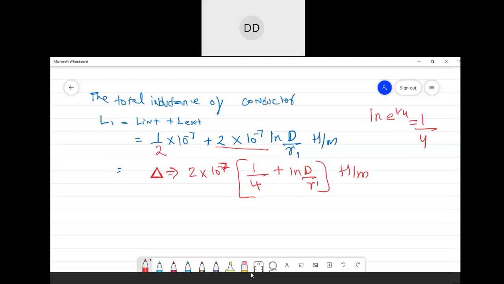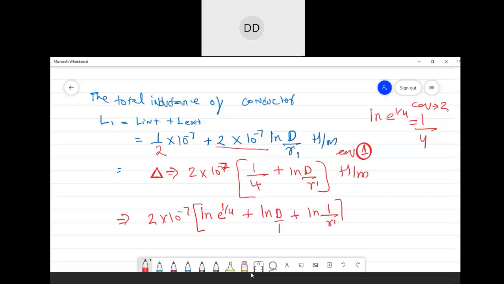So let this be equation 2 and the earlier one equation 1. I'll substitute equation 2 in 1. What I get is 2 into 10 power minus 7 times ln of e power 1 by 4 plus ln of d by r1, which I can write as plus ln of 1 by r dash. If I further simplify this, I can write it in terms of 2 into 10 power minus 7.